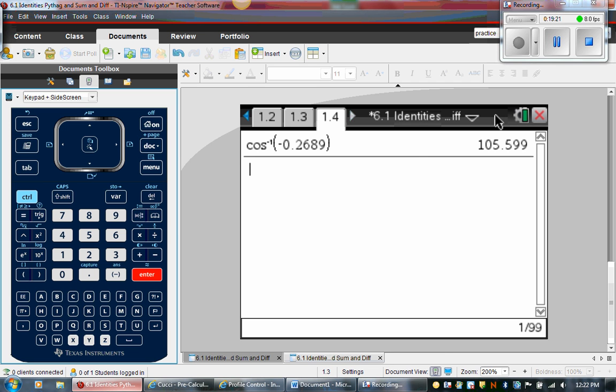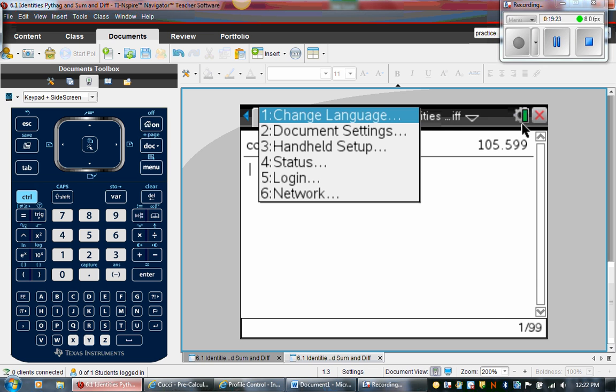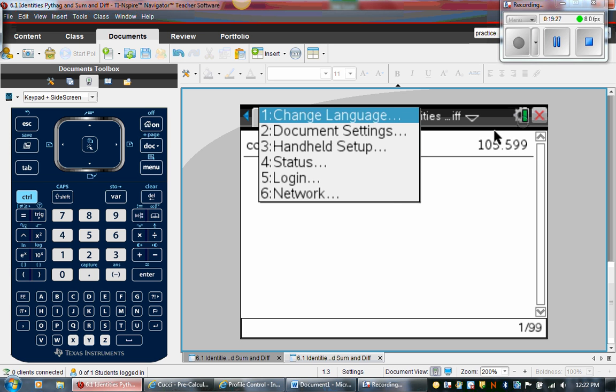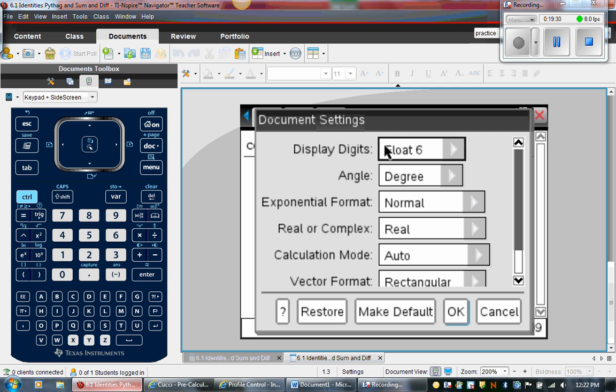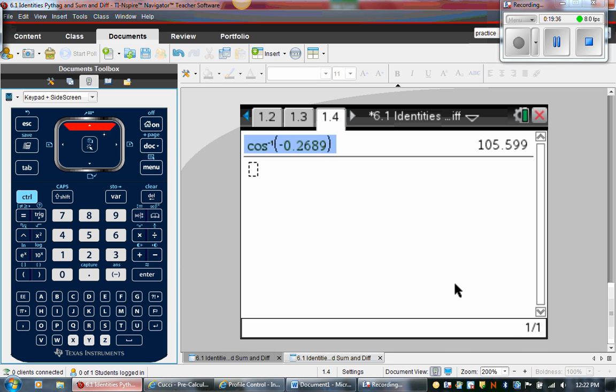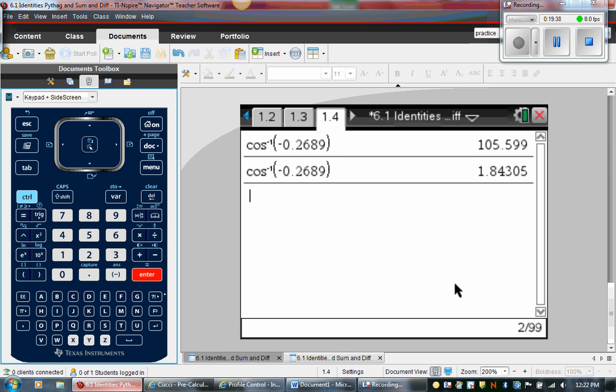If I want it in radians, I have to come up here and go to my handheld document settings, change the angle from degrees to radians, and click OK. Now you can select that, and it'll be in radians, 1.8430 radians. That's all you need to do for those. So please make sure that you know how to change your mode so that you can get the appropriate answer.